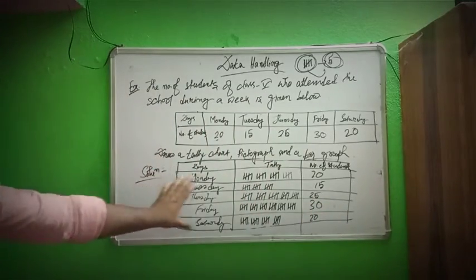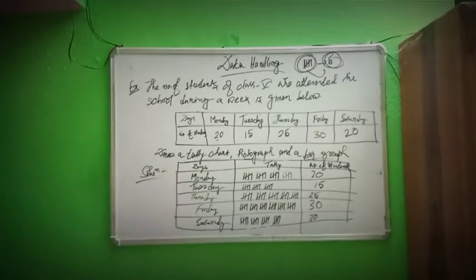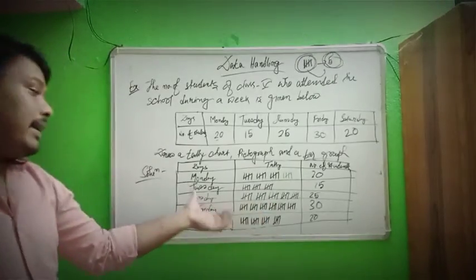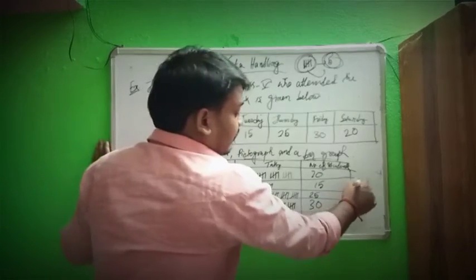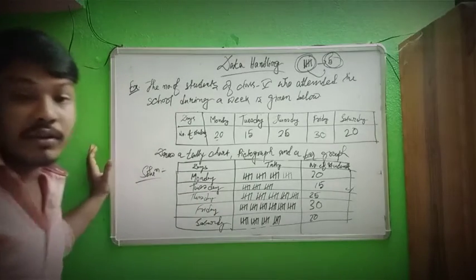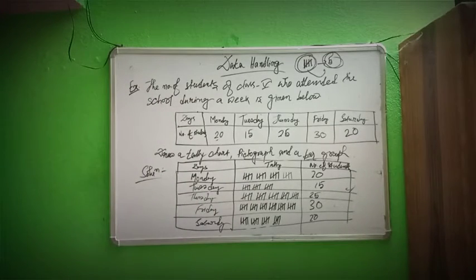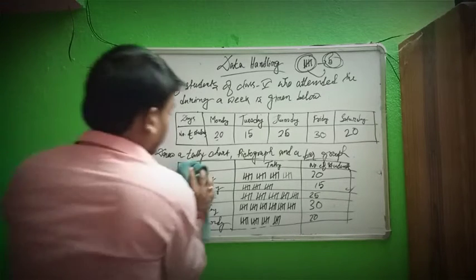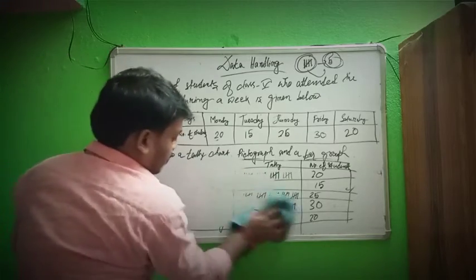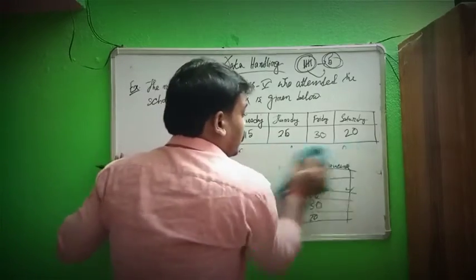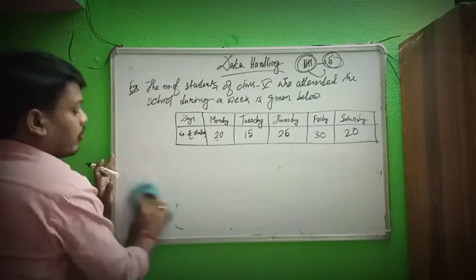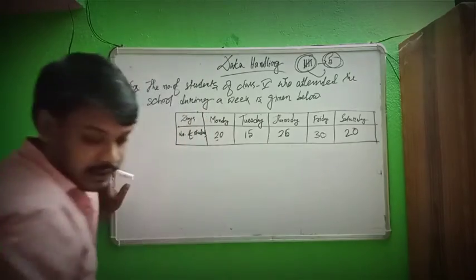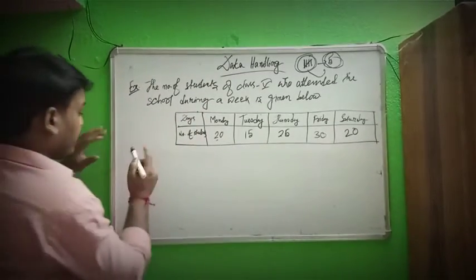These types of representation are called tally, the tally chart. Very easy. You need to draw the lines using a ruler or scale, then it looks good. So when you are solving the problem, use a scale. The tally chart is complete. Next one is pictograph.